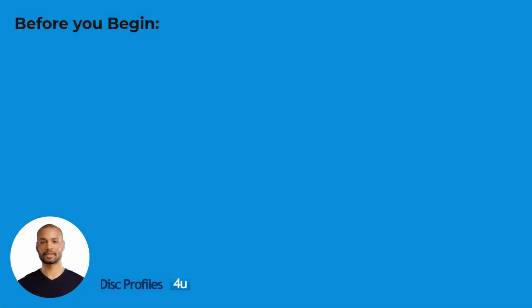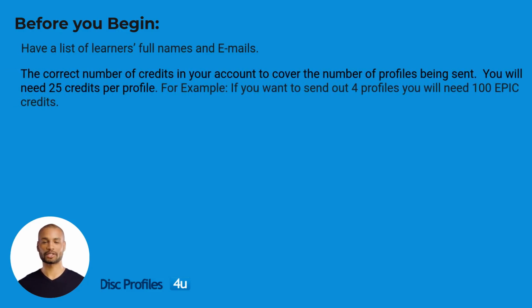Before you begin, make sure you have a list of learners' full names and emails, and the correct number of credits in your account to cover the number of profiles being sent. You will need 25 Epic credits per profile. For example, if you want to send out 4 profiles, you will need 100 Epic credits.